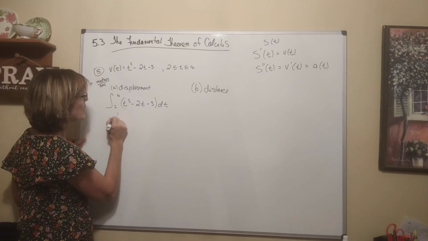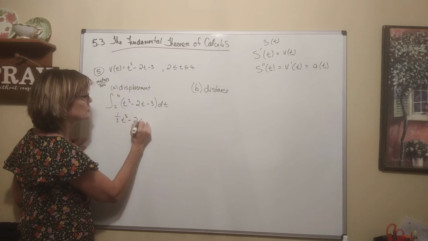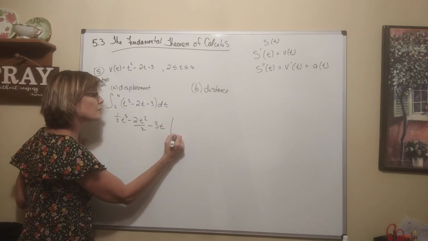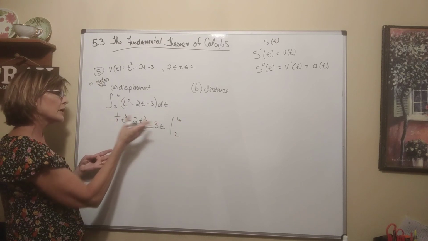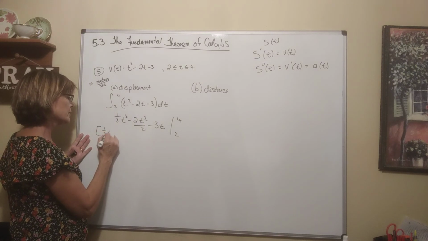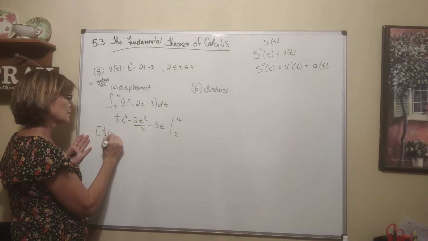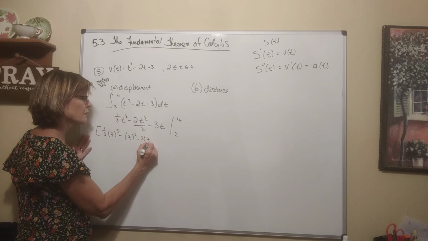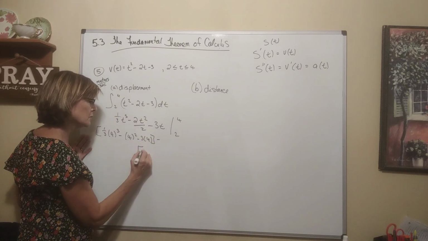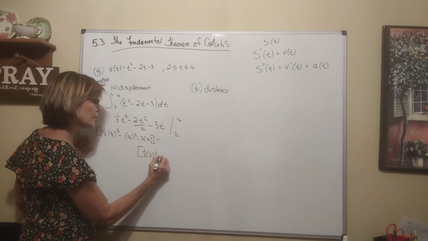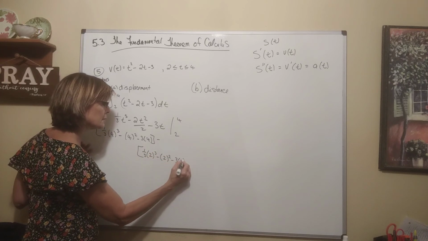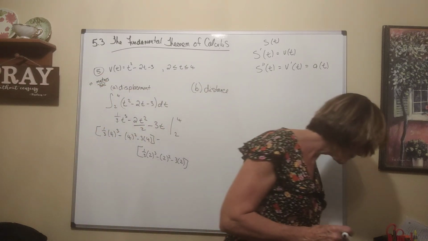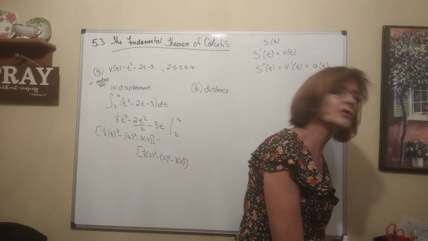Let's integrate this. This is going to be 1/3 t cubed minus 2t squared over 2 minus 3t. We would say plus a constant, but it's a definite integral, so we're going to evaluate this from 2 to 4. Now we evaluate this with the 4s: 1/3 times 4 cubed minus 4 squared minus 3 times 4. We subtract this with 2: 1/3 times 2 cubed minus 2 squared minus 3 times 2. I'm not going to take the time to calculate that right now. What I'm going to tell you is it ends up being 2/3.